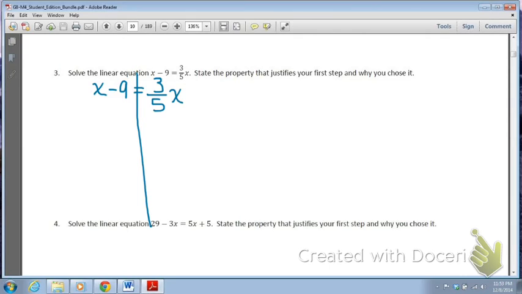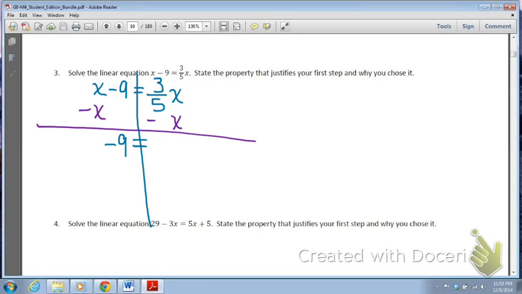So if I subtract x from the right-hand side, then I also have to do it from the left as well. Let me use a different color. So we're going to subtract x and subtract x over here. Okay, so x minus x is 0x, because 1 minus 1 is 0. And I'm left with negative 9 on this side, equaling, so now I have to straighten this out.